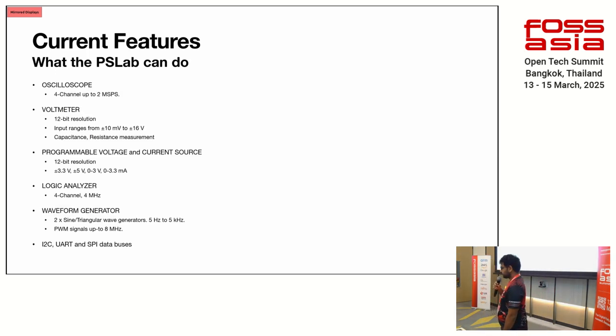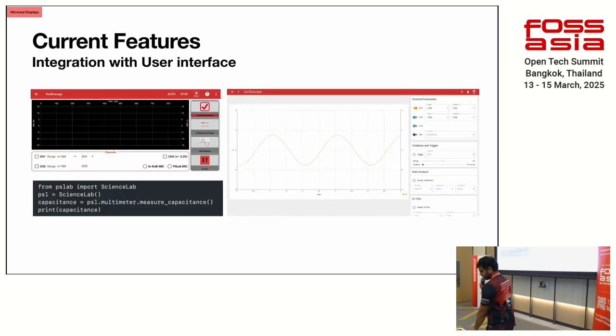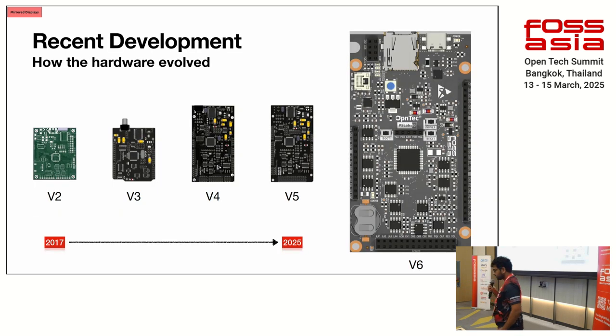What the PSLab can do is basically replace quite a lot of expensive instruments that you need in an electronic lab. We have an oscilloscope, a voltmeter. I'm not going into detail about the parameters. We just have quite a lot of instruments to work with. And these are some of the user interfaces that we have with the PSLab: the Android, desktop and Python interfaces.